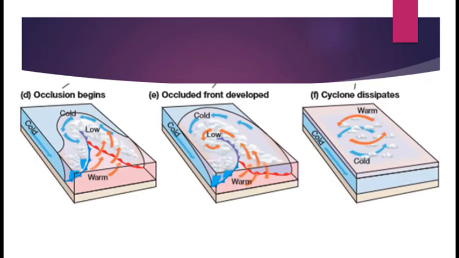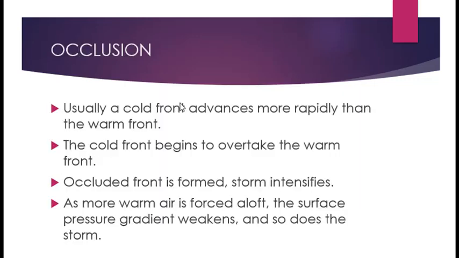Okay, next would be the formation of the occlusion, wherein when we say occlusion, cold air pushes the warm front. So occlusion occurs. Usually also cold front advances more rapidly than warm air. Then it will overtake the warm air as we discussed during the discussion of the fronts. Then occluded front is formed, then storm intensifies. As I have mentioned, as warm air is cut off aloft, the surface pressure gradient weakens and so does the storm.